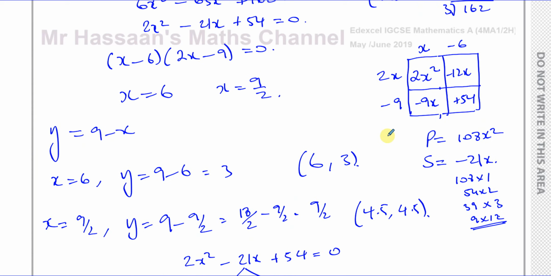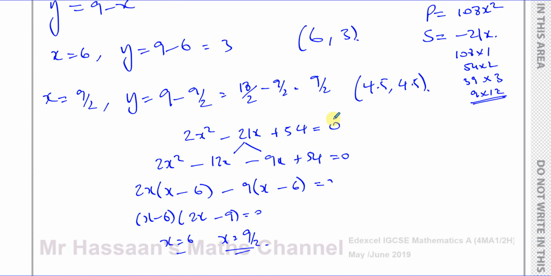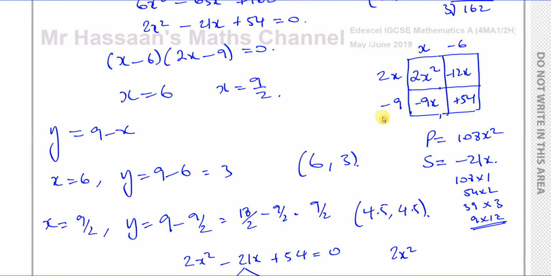Now, supposing you were running short of time, and you weren't sure how to split it up, and you didn't have time to think too much, then I'm going to show you a little hack. All right, so 2x squared minus 21x.